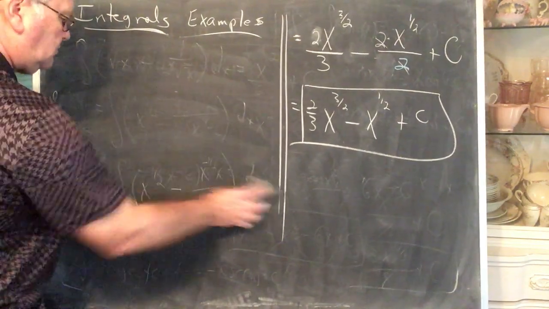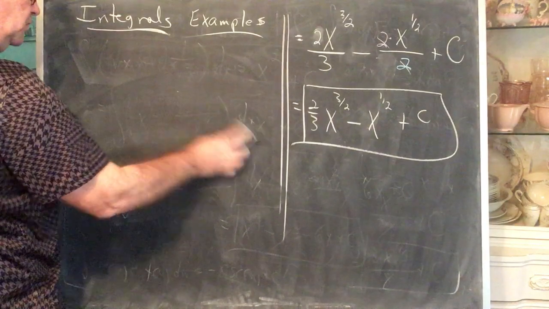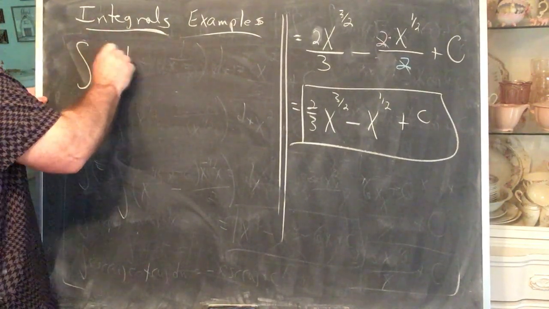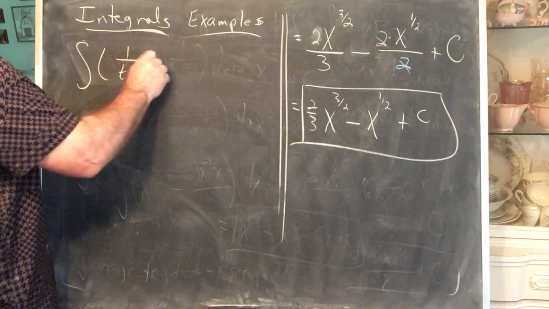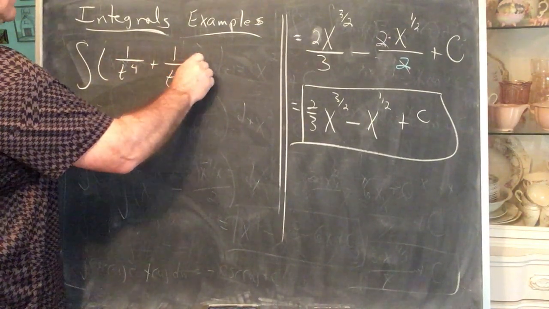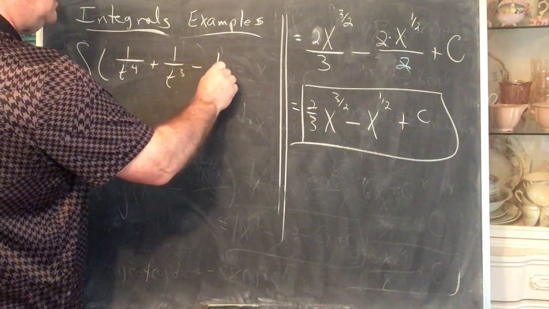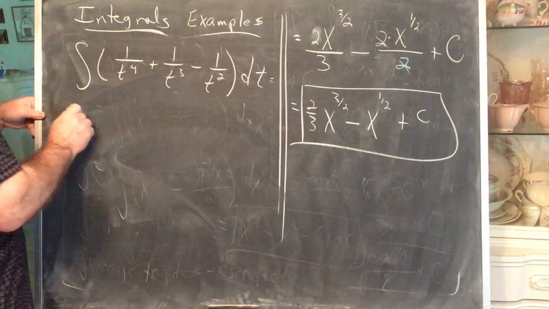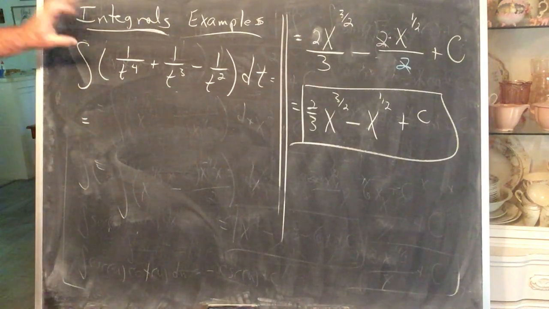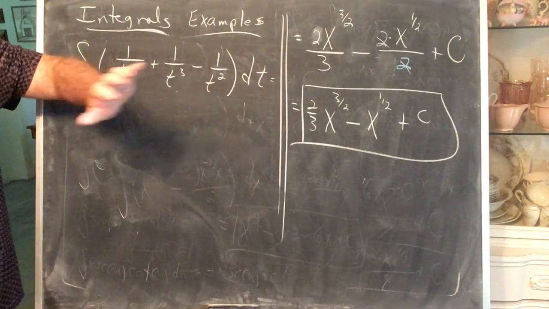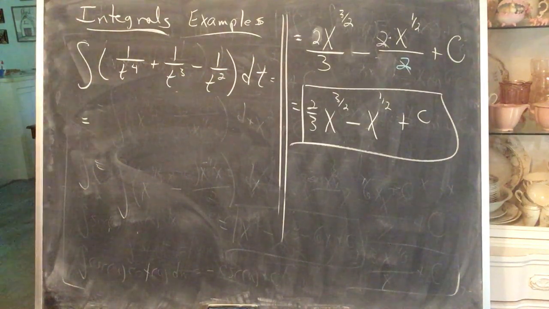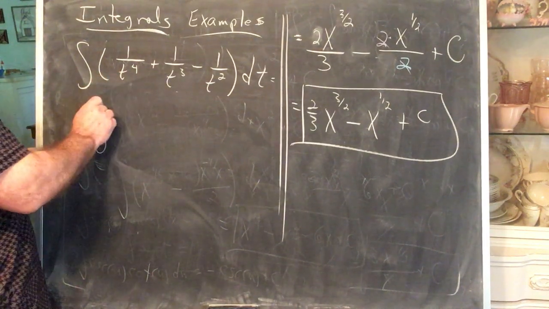All right. Our next little item. What if we have 1 over t to the 4th plus 1 over t to the 3rd minus 1 over t to the 2nd dt? Derivatives don't play well with variables or with exponents in the denominator in this format. So we're going to rewrite this without the fractions.